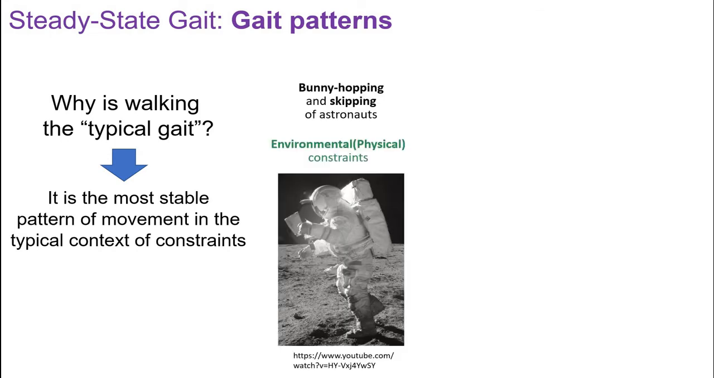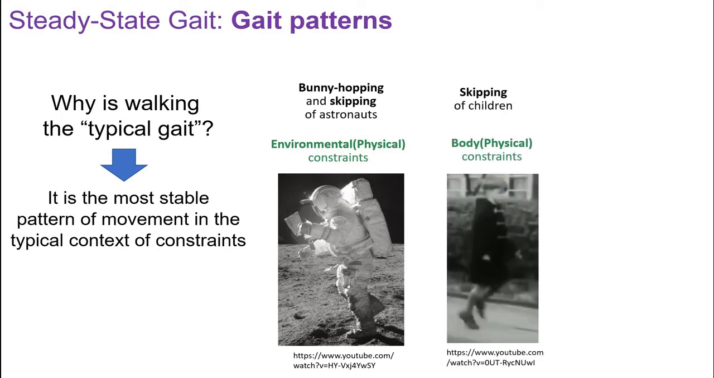If you change the environmental constraints on gait by changing the pull of gravity on the body, you will see a different gait pattern emerge. On the moon, bunny hopping and skipping are the typical gait patterns. If you look at children, who have much lighter bodies than adults, you will sometimes see that skipping will emerge as a preferred stable gait pattern. This hints at the relevance of body mass as an important individual constraint.